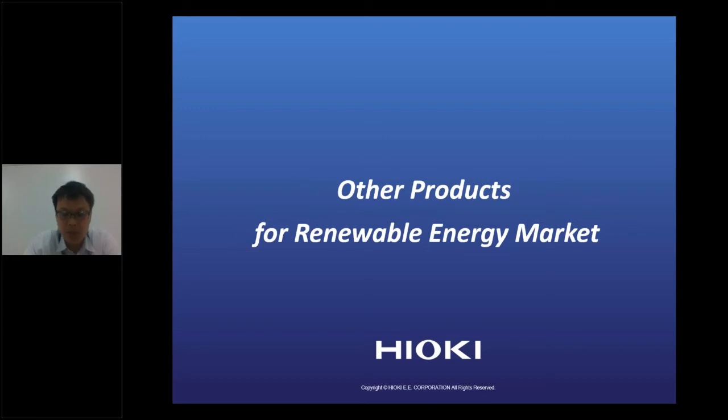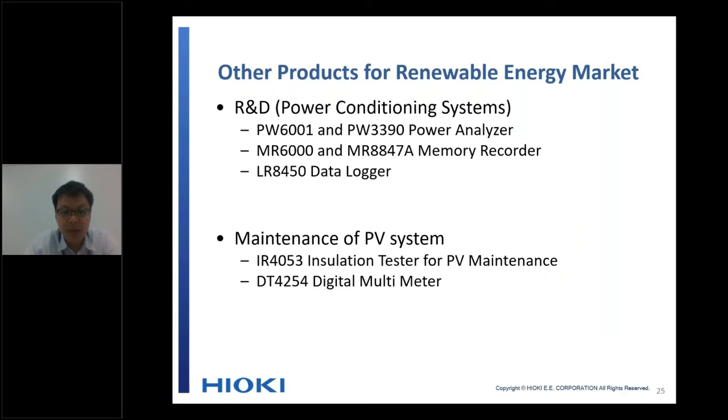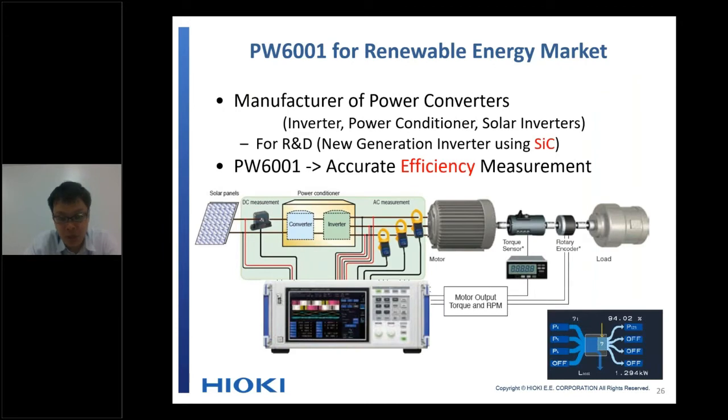So from now, I want to introduce another product for the renewable energy market, especially solar generation. So we have so many kinds of products. We can divide into two markets: R&D for PCS, power conditioning systems, and maintenance of PV systems. So firstly, this is for manufacturers of power converters, PCS, okay? Inverter, power conditioner, and solar inverter.